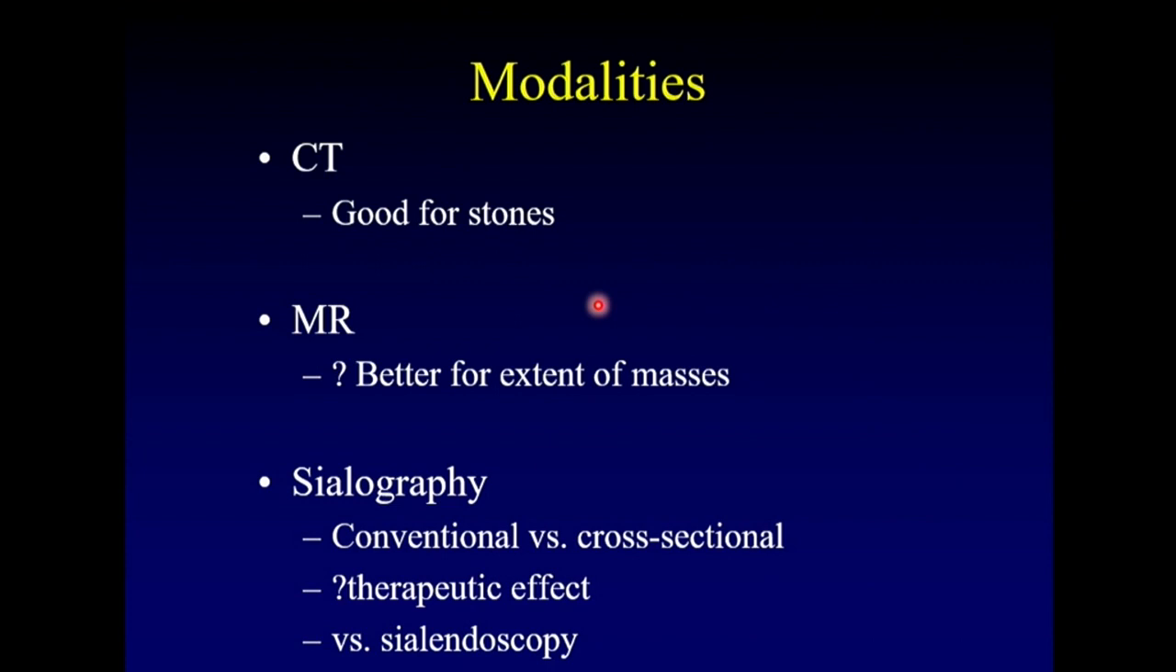So what modalities do we use to evaluate the salivary glands? Well, we often use CT, particularly if we're looking for stones, right? CT is very good for identifying small calculi, and CT is, for the most part, our go-to modality. MRI has been said to be better to establish the extent of masses in the glands. I'm not sure if that's really true. CT does a very good job of that, but some of my surgeons prefer MRI before they do surgery to evaluate the extent of the disease.